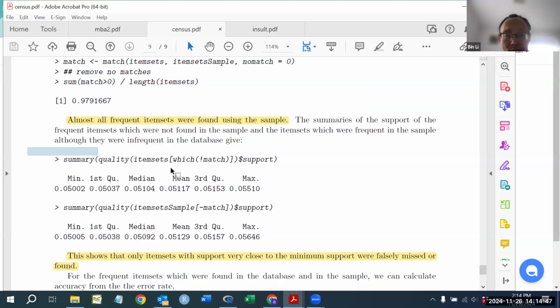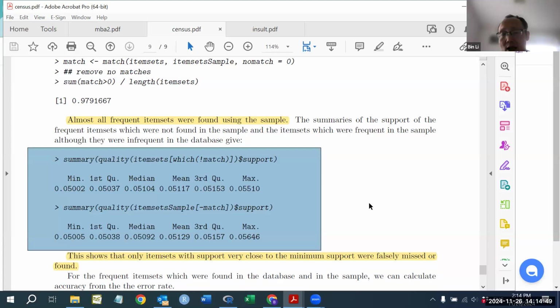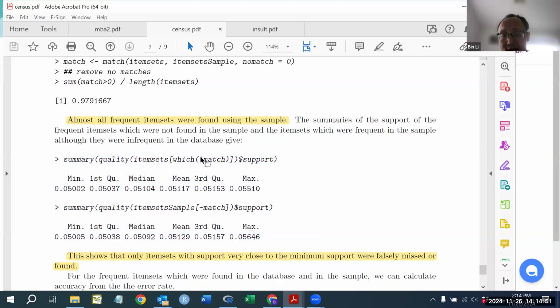Right, so here I'm doing a check on those items that are missed. This exclamation mark means it's not matched. So I'm focusing on those item sets that are not matched between the frequent item sets found by the samples and those found by the whole data set. So where do those mismatches come from? Look at these support levels. You can see the minimum to the maximum is around 0.05. Even the maximum is very close to 0.05.